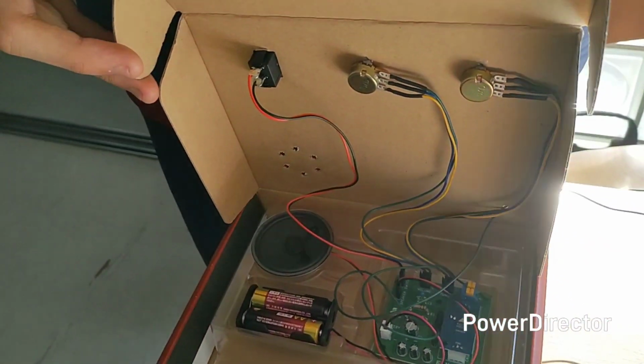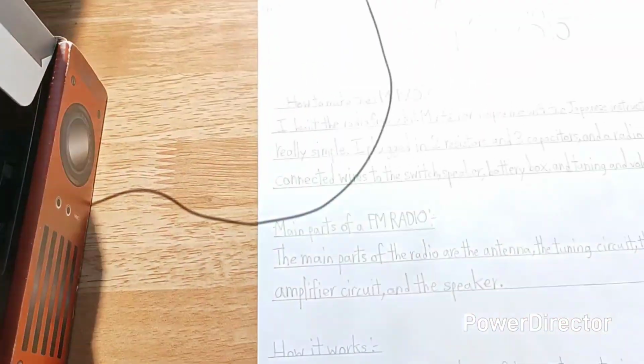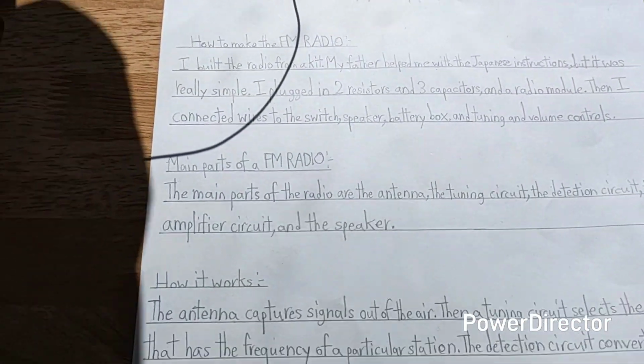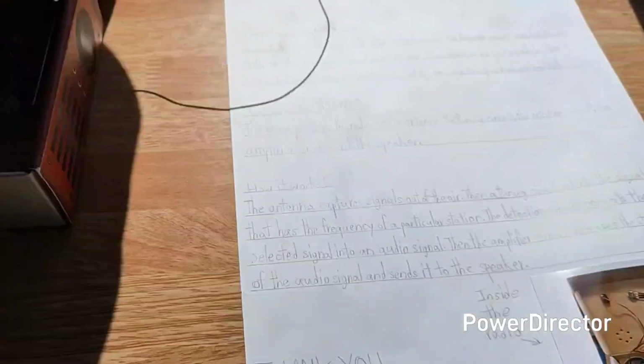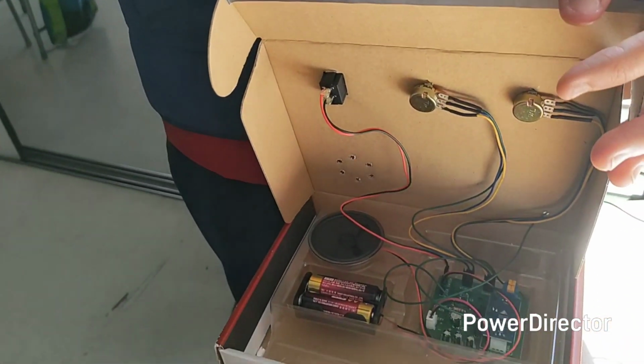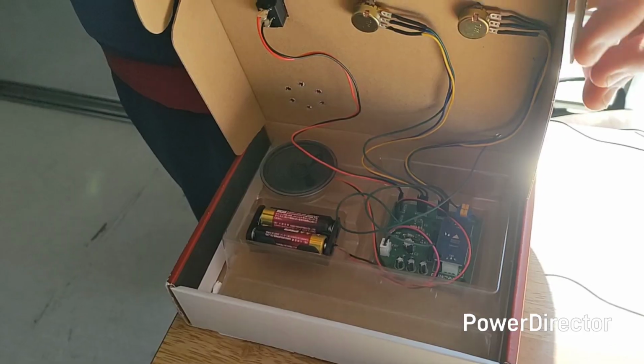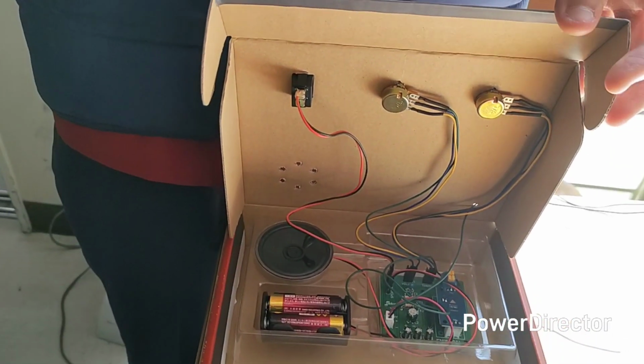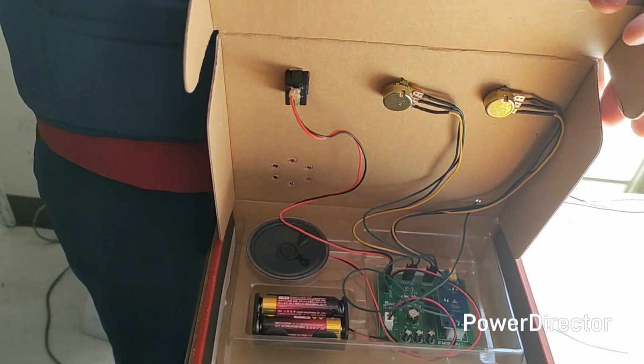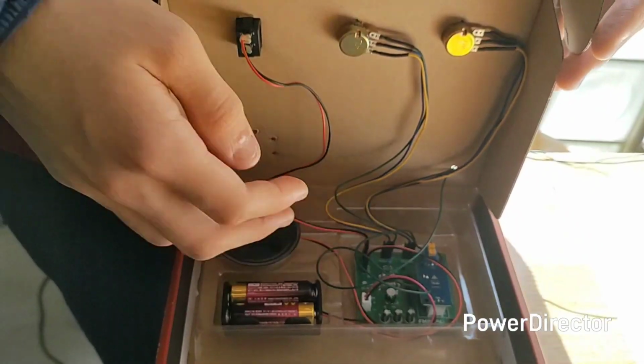First, the tuning circuit will tune the signal. The tuning circuit will decide which station it is from. And then the detection circuit will turn the signal into an audio signal. And then the amplifier circuit will turn the audio signal into sound and output it to the speaker.